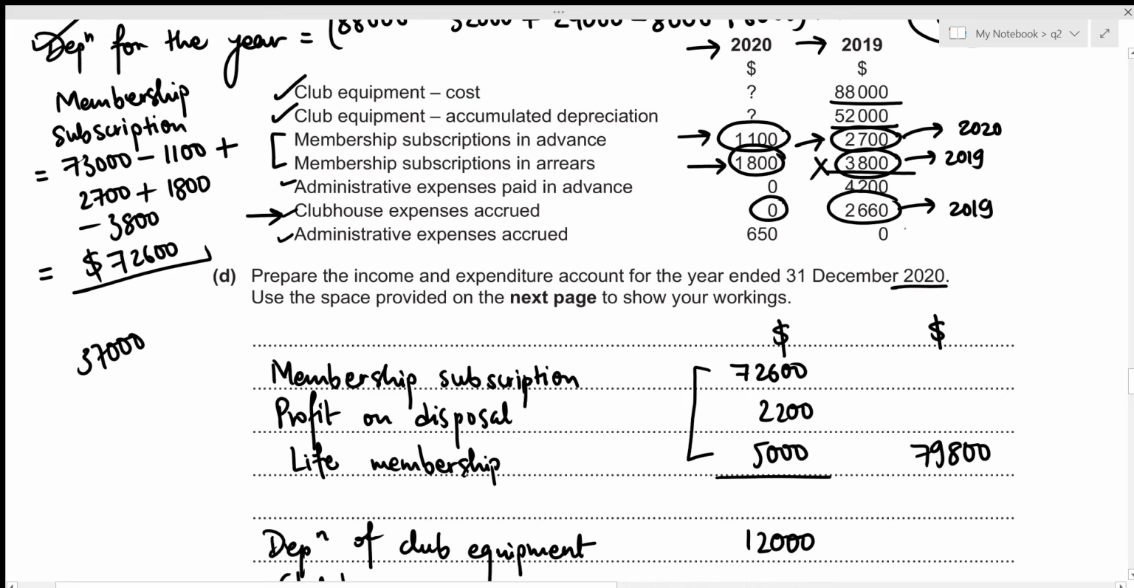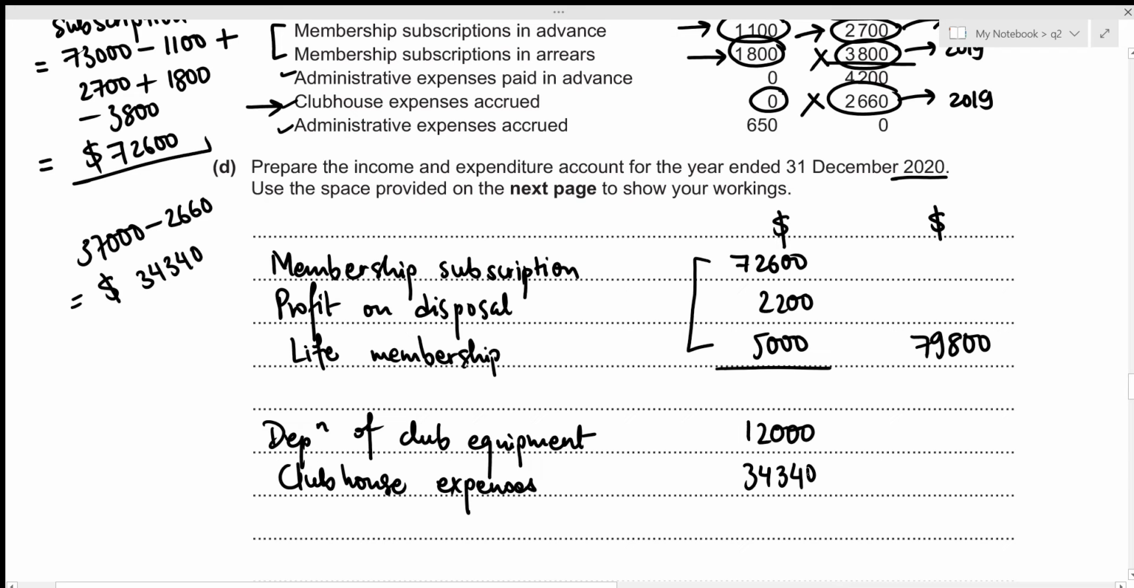And since we are preparing the income and expenditure for this year, we should not be including the expenses for last year. So I'm just going to subtract this. And this results in the clubhouse expenses to be included in our income and expenditure account to have the amount of 34,340. Let's write it down.